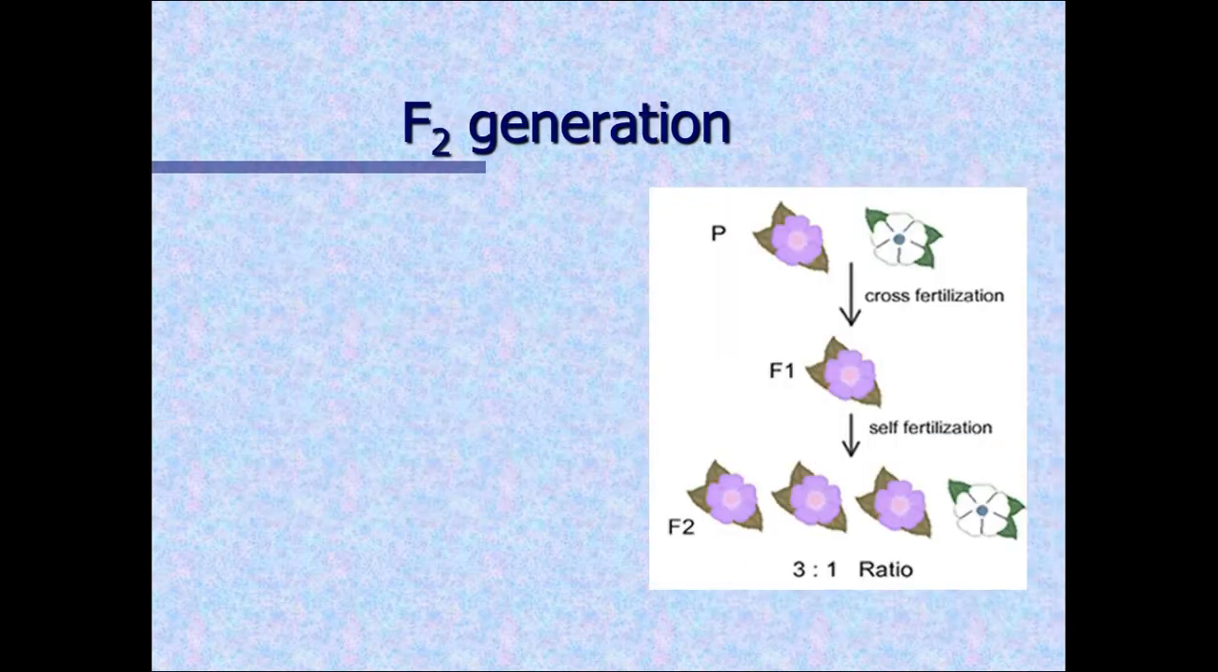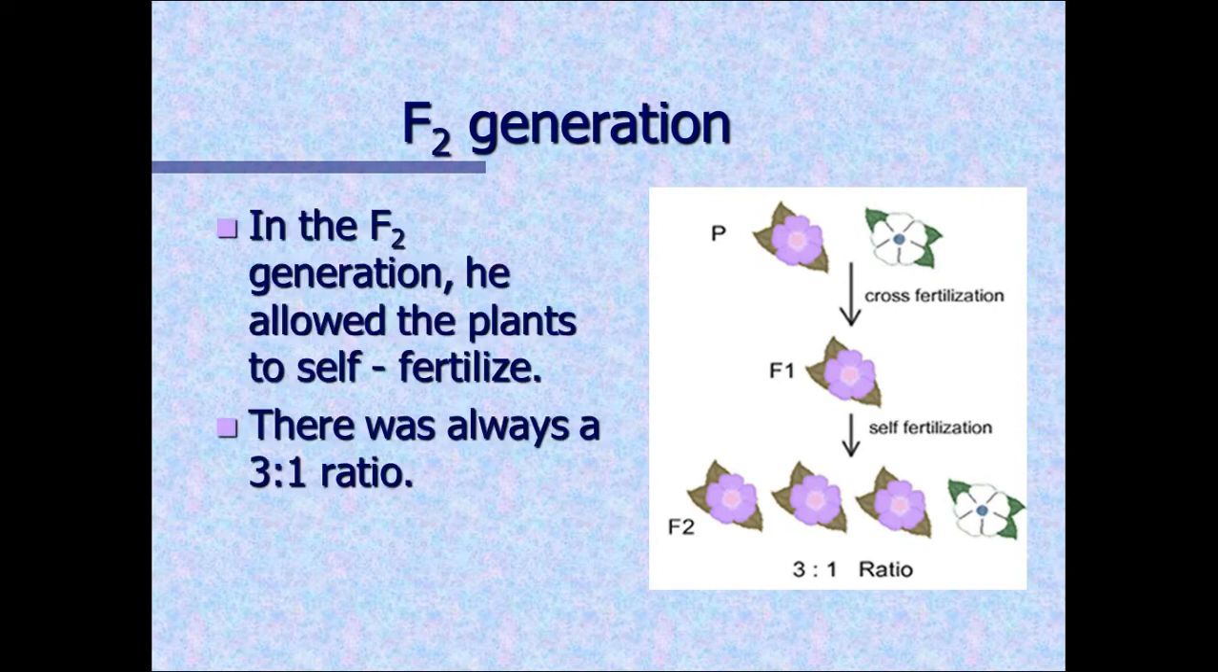In the next generation, he allowed the plants to self-fertilize, meaning he didn't do anything, he let them drop the pollen from one flower into another. No matter how many times he conducted this experiment, the F2 generation always had a 3-to-1 ratio. There were always 3 purple to 1 white flower. The white flower that had disappeared in the F1 generation had reappeared in the F2 generation.